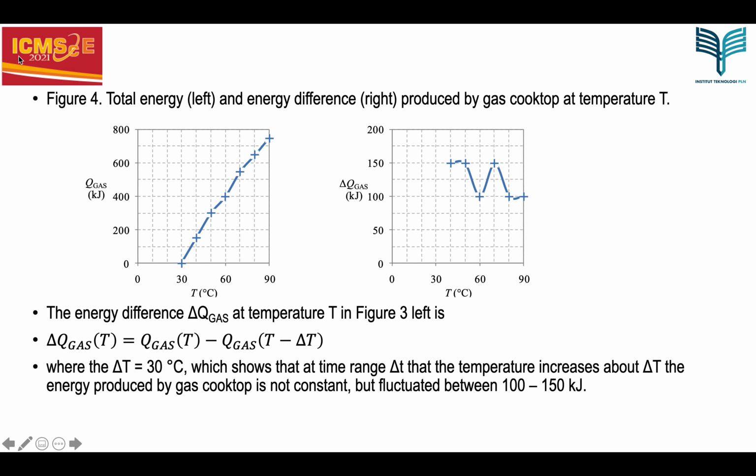Figure 4: total energy, left, and energy difference, right, produced by the gas cooktop at temperature T. Figure 4 shows similar trends since the relation between total gas mass M gas and total energy produced by the gas cooktop Q gas is simply a number and doesn't depend on the temperature T. For the energy difference delta Q gas at temperature T in figure 4, left, where delta T equals 30 degrees Celsius, we saw that over the time range delta t, as the temperature increases, the energy produced by the gas cooktop is not constant, but fluctuates between 100 to 150 kilojoules.